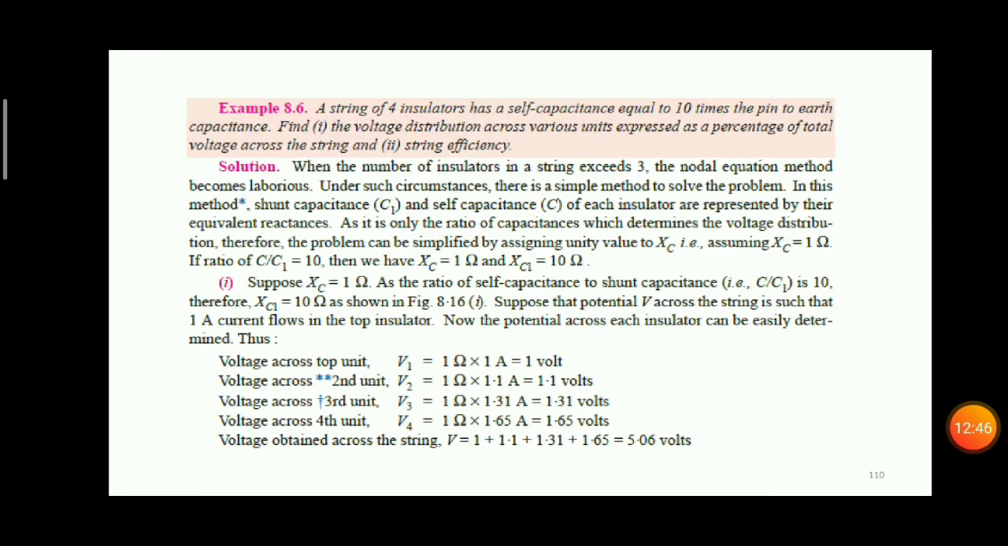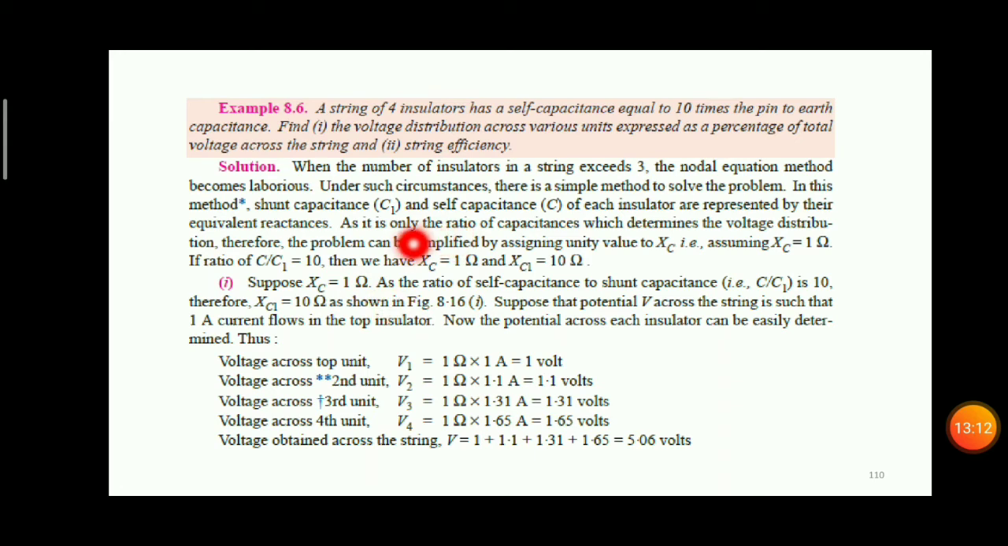We can see this problem. When the number of insulators exceeds 3, the nodal equation method is very laborious, so we can use this method. Here the K value is given. It is given that self-capacitance is equal to 10 times the pin to earth capacitance. So C by C1 is 10.